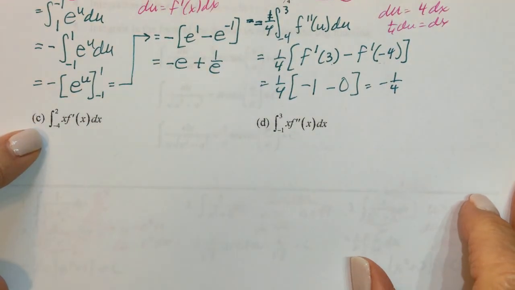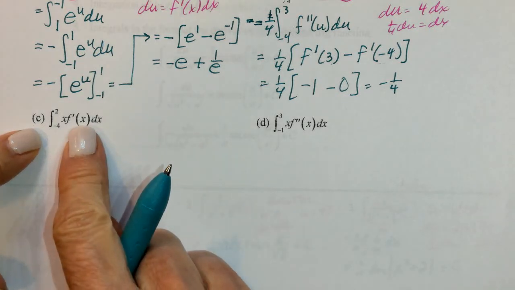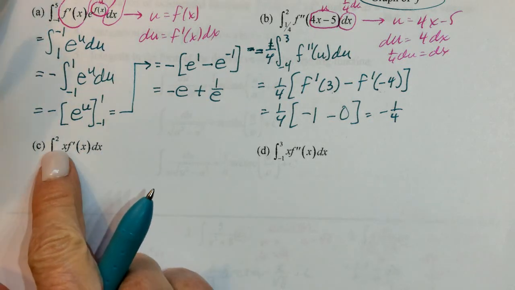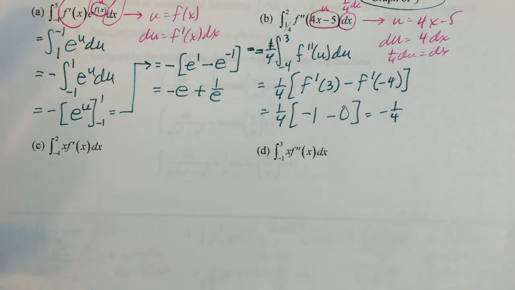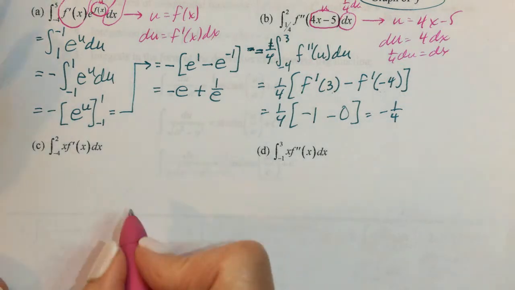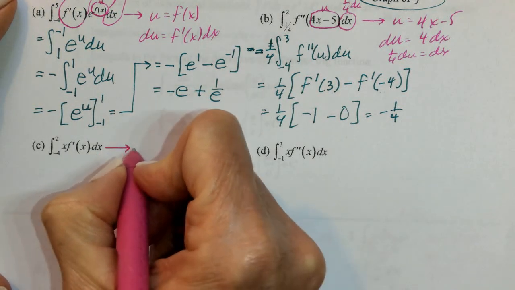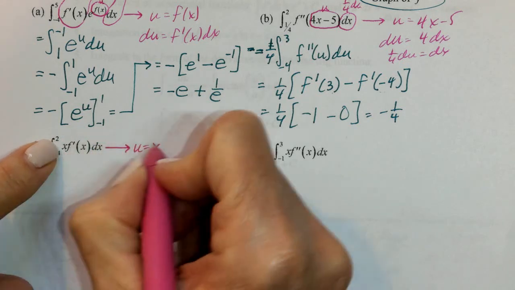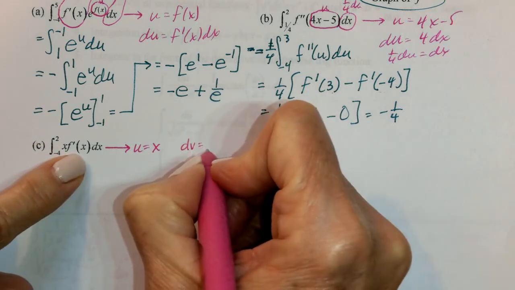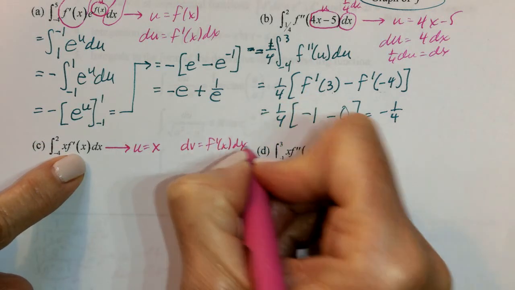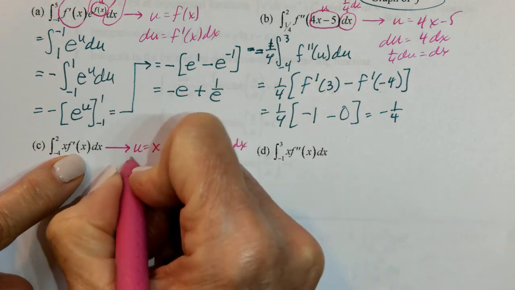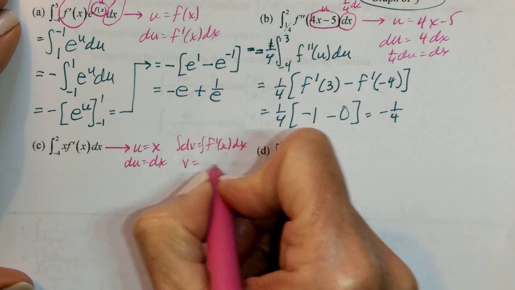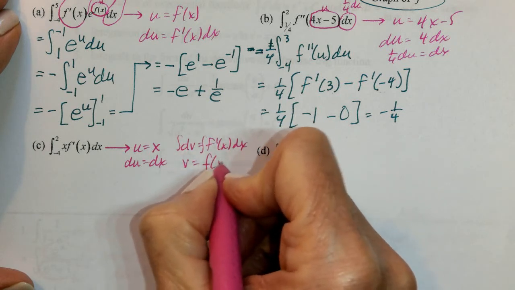Part C. Well, I don't need to do this type of u sub, but I have this x out front. If we have the x out front, and I can't do a plain old u sub, this is a by parts one. So I'm going to let u be x from this x. I'm going to let dv be everything else. So du is dx, and we integrate to get v. The integral of f prime is f.